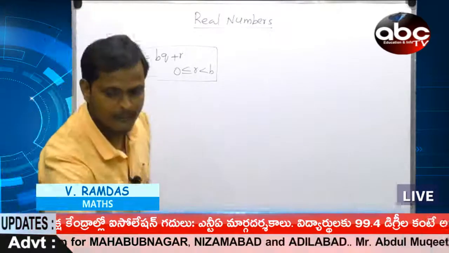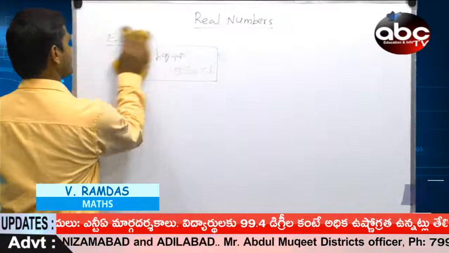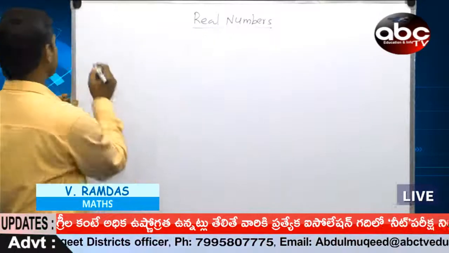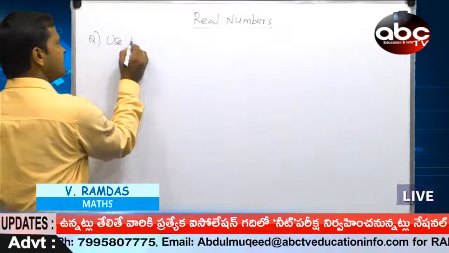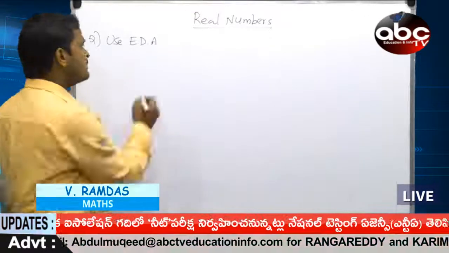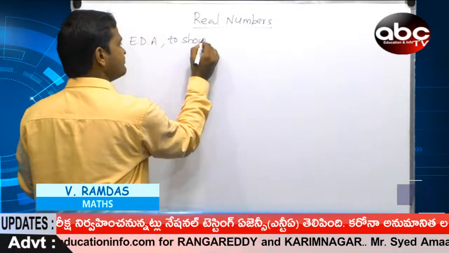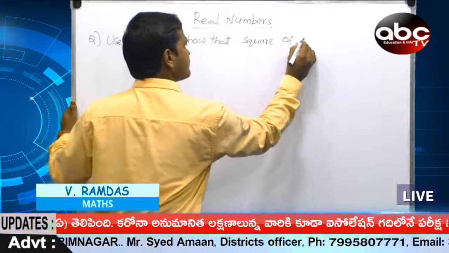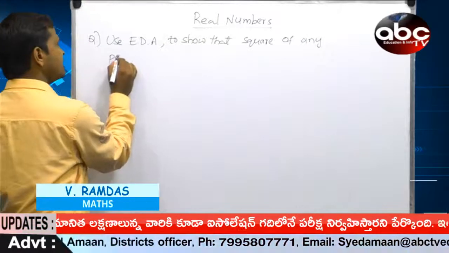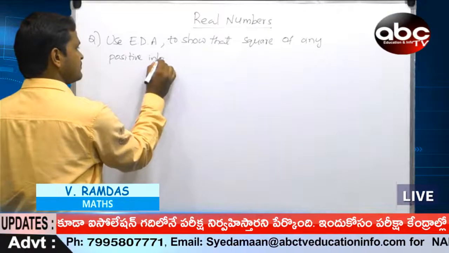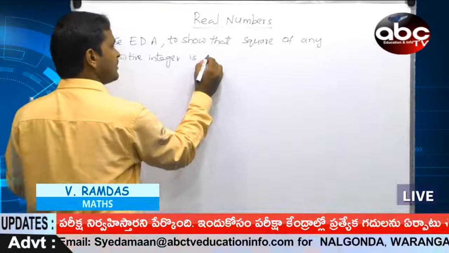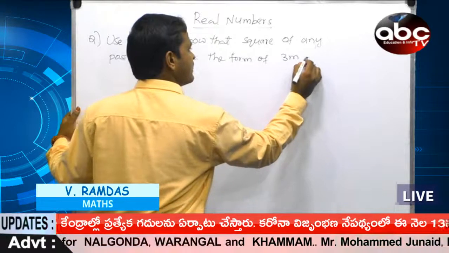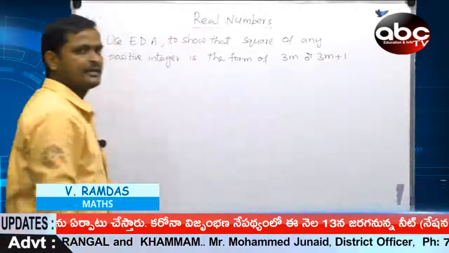Now see the problem. Use Euclid division lemma, or algorithm, to show that the square of any positive integer is of the form 3m or 3m + 1.